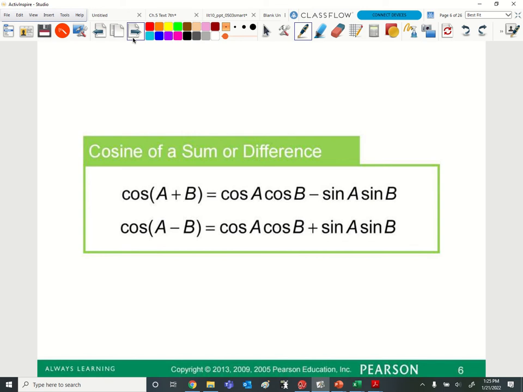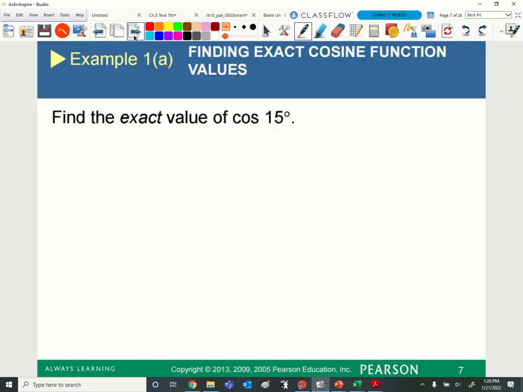Anyway, these are the two that we're going to be using right now. Now, find the exact value of cosine 15. But wait, 15 is not on my unit circle. It's not, is it? It's not on the unit circle, but we're going to find the exact value. So that means do not plug it in the calculator, because that is not an exact value.